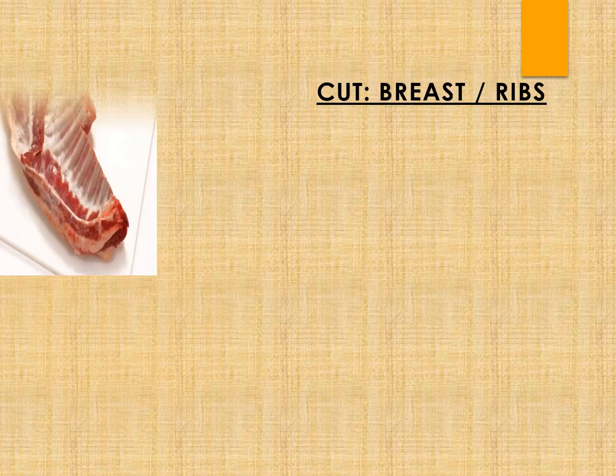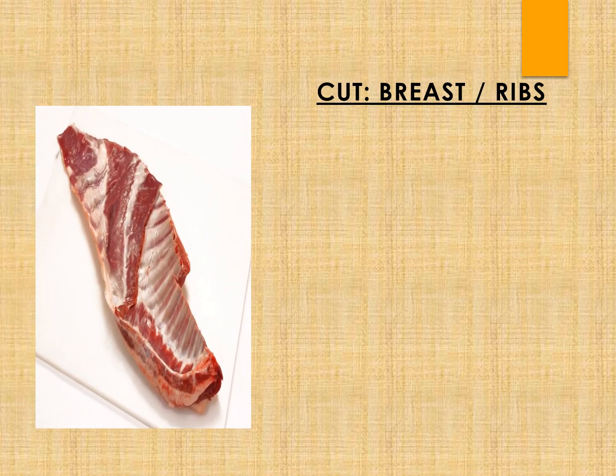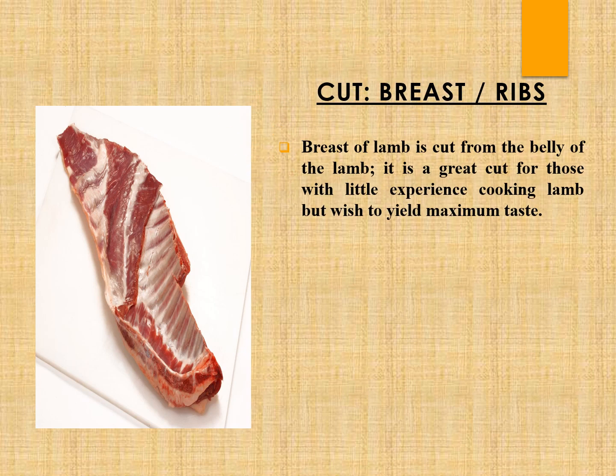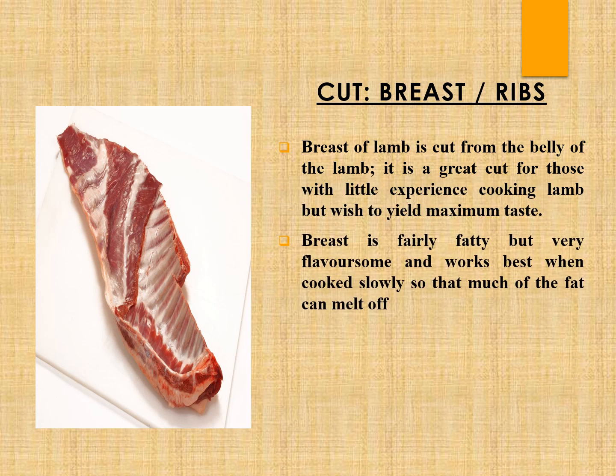Now we will discuss the second part, that is breast. You can see the breast part in the image in your slide. Breast, also called sometimes rib, is a cut derived from the belly of a lamb. The best way of cooking breast is slow cooking. Although lamb breast has a higher fat content than other parts of lamb, when slow cooked, much of the fat is released during cooking, collected and discarded.